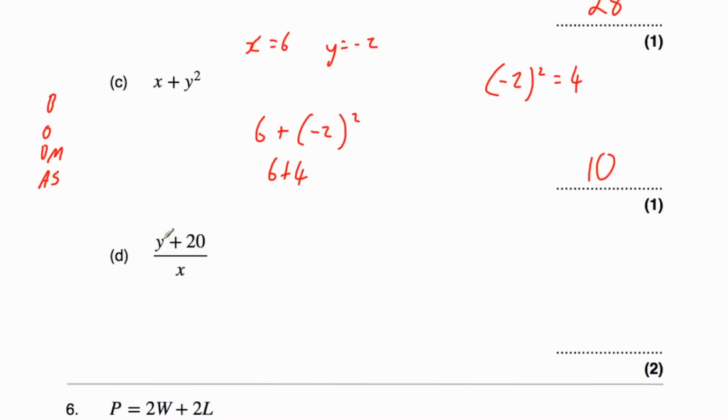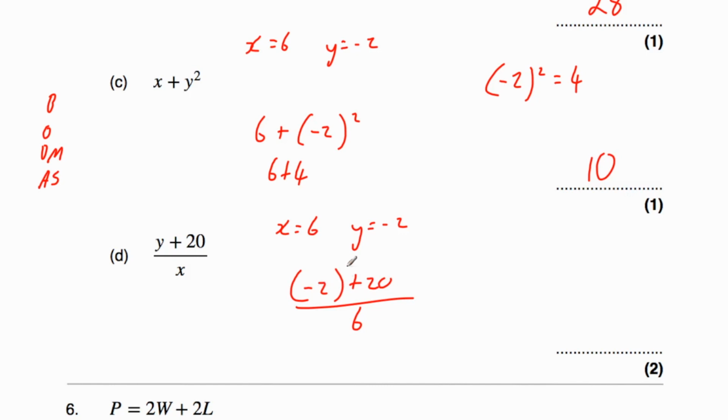Okay, part D. We've been given the expression y plus 20 over x. So that means y plus 20 divided by x. Remember, x is equal to 6 and y is equal to negative 2. So we've got y plus 20, so it's going to be negative 2 plus 20. And then we're going to divide that by 6. So we need to work out our top line first.